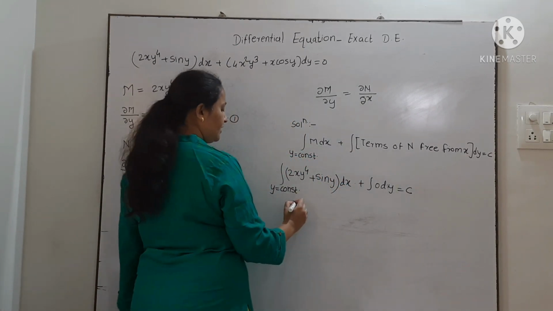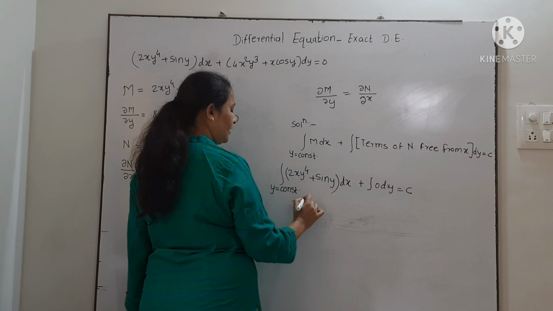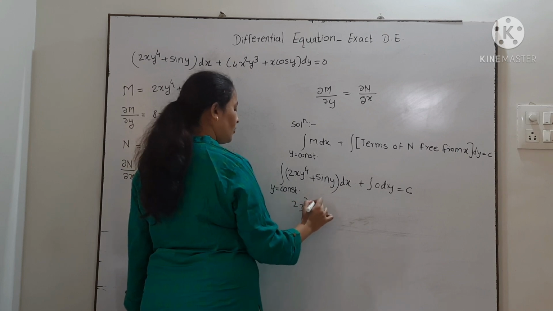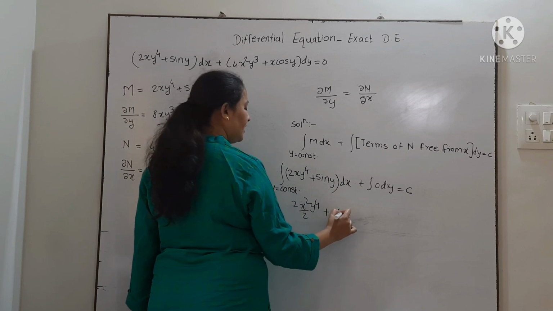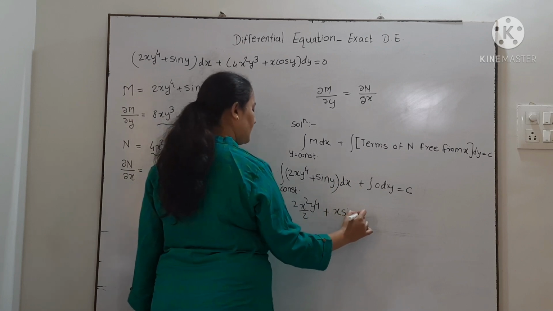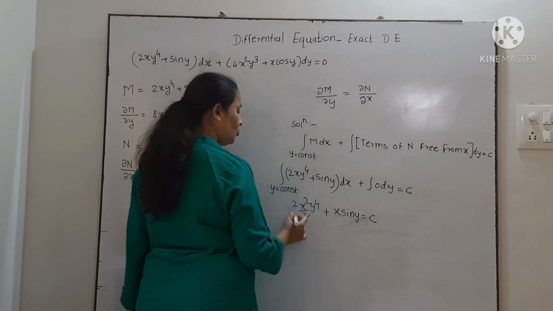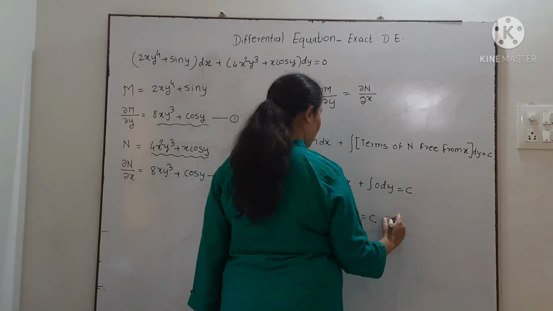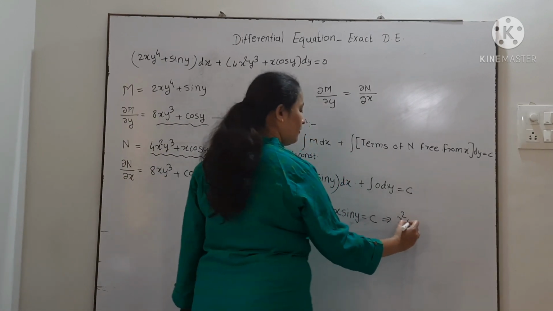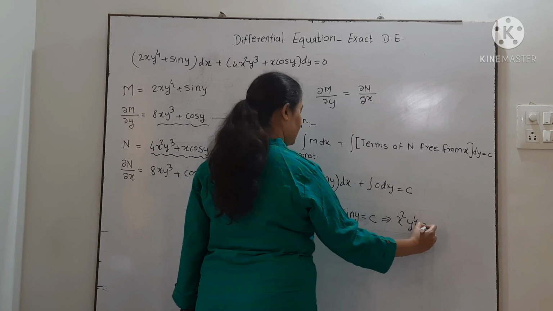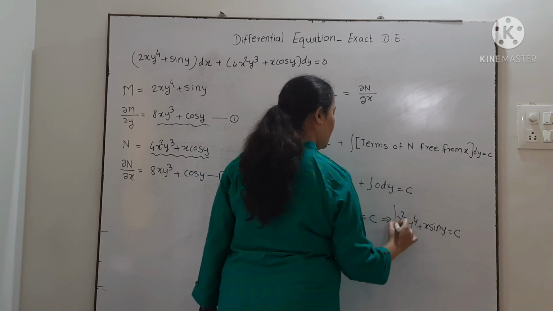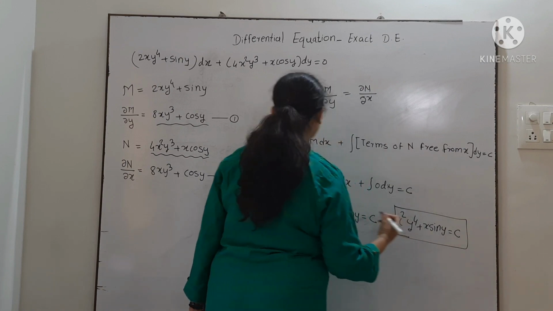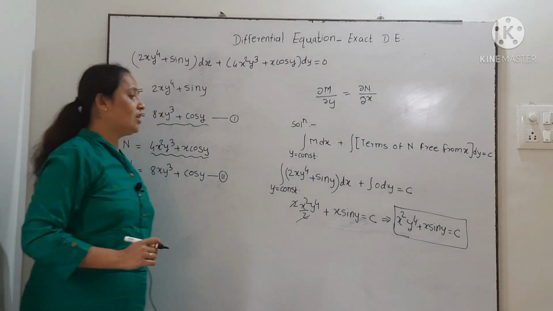If I integrate this, 2 integral of x is x square upon 2, y raised to 4 as it is. Sin y is constant, but integral of dx is x. So it is x sin y equal to c. 2 will get cancelled. You will get the solution x square y raised to 4 plus x sin y equal to c. And this is the solution of this given differential equation.